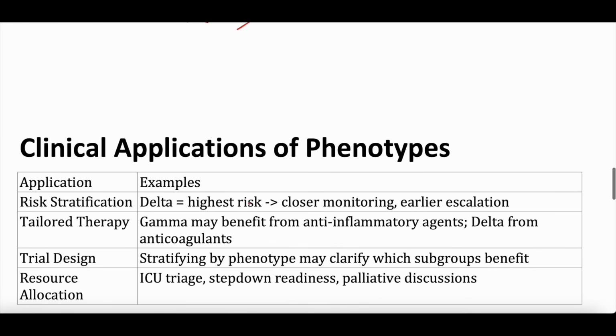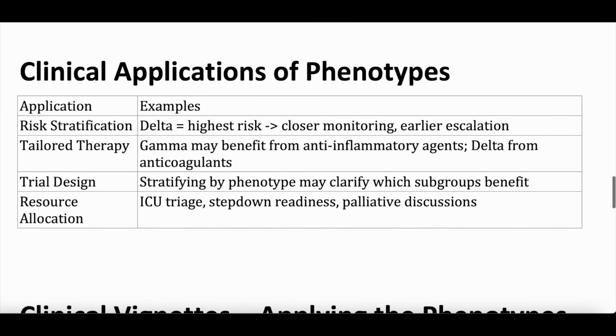So the clinical application here is that one might help with risk stratification. We know that the delta phenotype has the highest risk, the highest mortality. Okay, they might need closer monitoring, earlier escalation of care to something like an intensive care unit. Tailored therapies is a really exciting future thing. There's not enough evidence right now to support tailoring therapies, but we should probably study therapies for the different phenotypes.